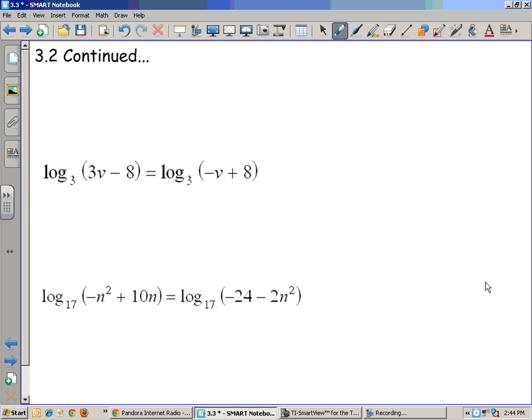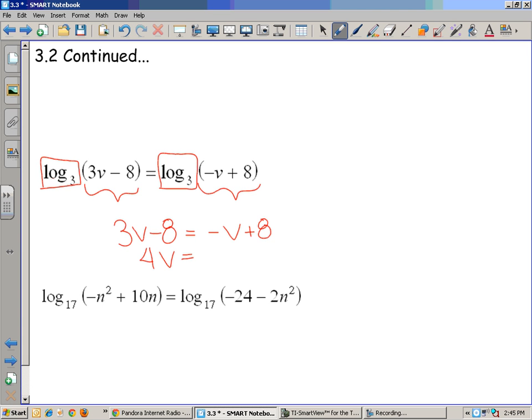Now, one of the things we talked about was we said if the bases are the same, then what's here has to be the same. So we're going to solve this just like Algebra 1. And we get an answer. And what we want to do is plug it back in and check and make sure that it doesn't violate the domain rule. So if I plug 4 in here, I get a positive 4, so that's okay. And if I plug a 4 in here, I also get a positive 4. So I'm good. So my answer checks out, v equals 4.